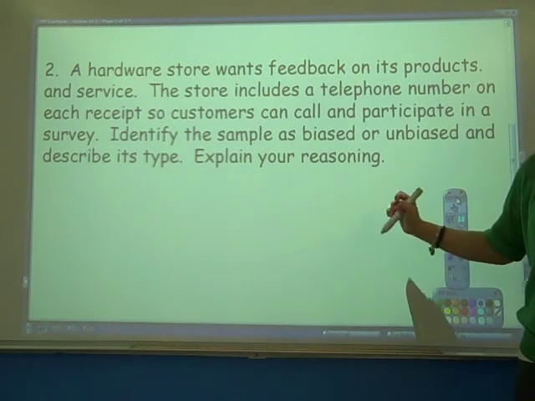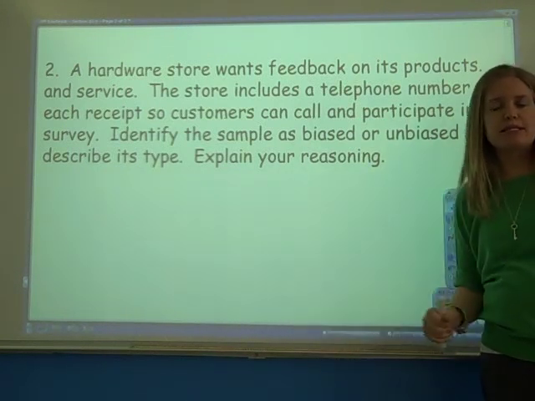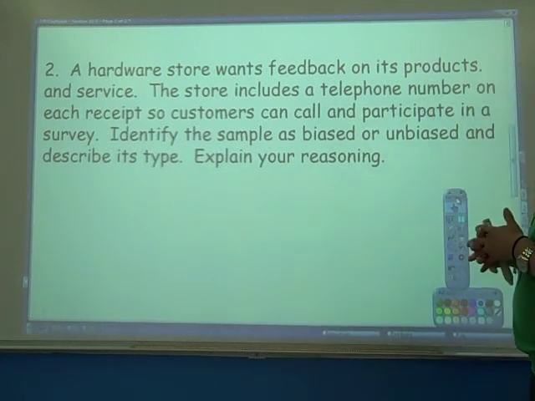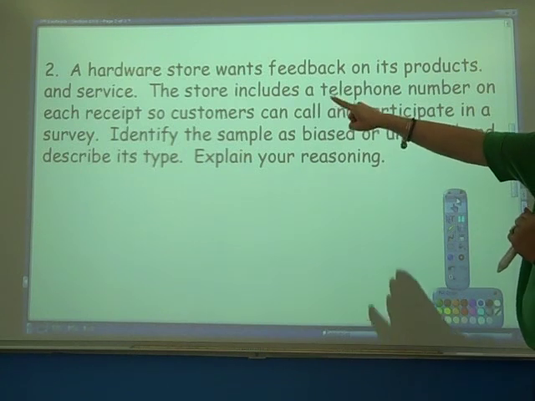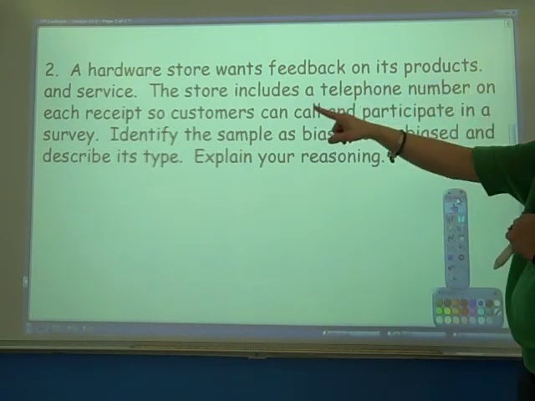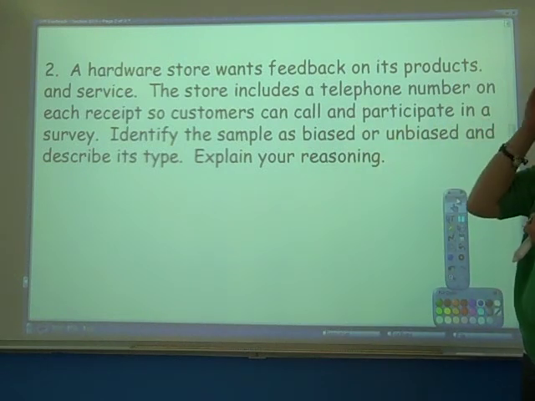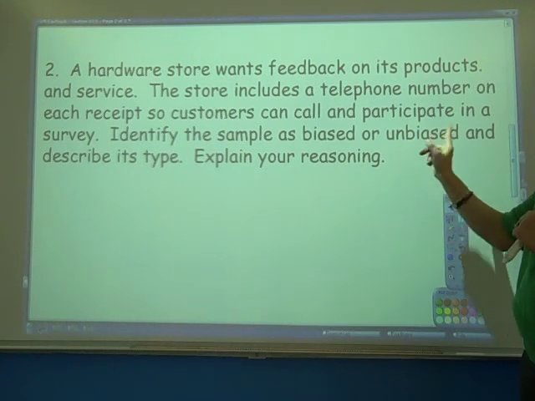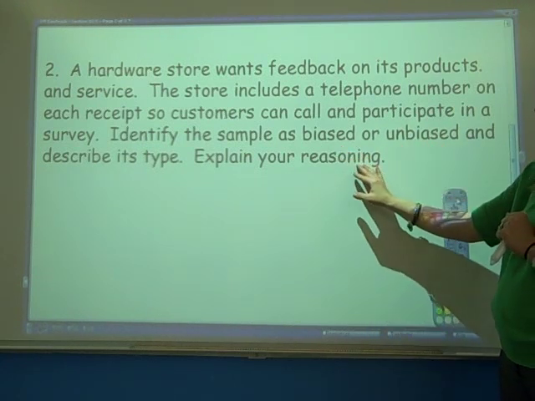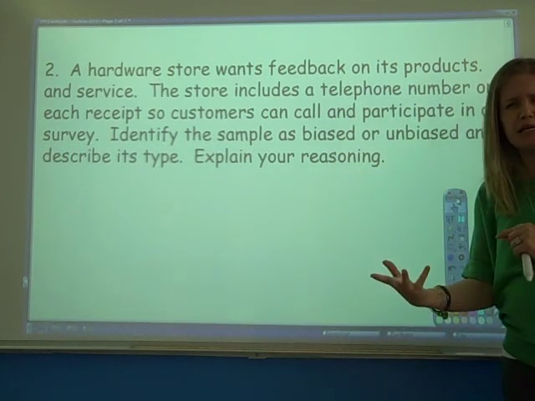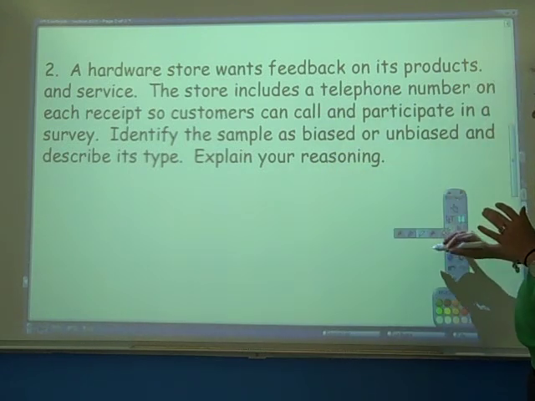Okay, you do not have to copy this down. Read it with me, see if you could do it, even pause before I do it, and then maybe see if you can get it right. A hardware store wants feedback on its products and service. The store includes a telephone number on each receipt so the customers can call and participate in a survey. Identify the sample as biased or unbiased and describe its type. Explain your reasoning. So you have to think, does everybody have a shot, or is it biased and not everybody has a shot to answer this survey?